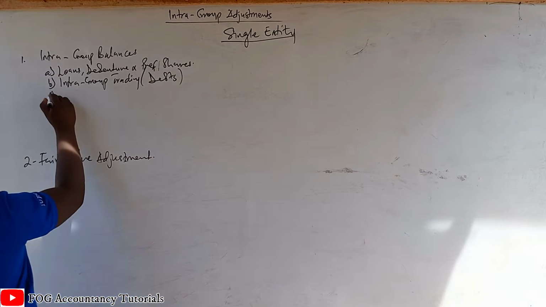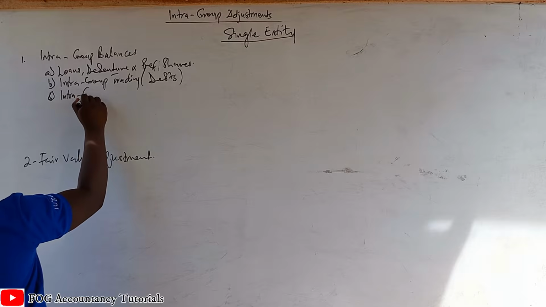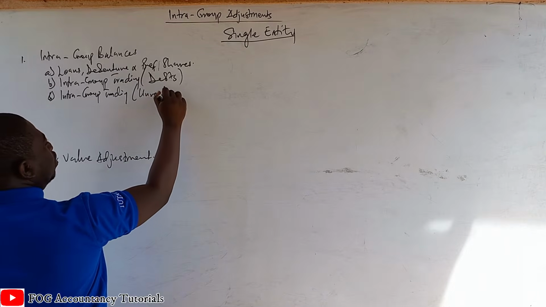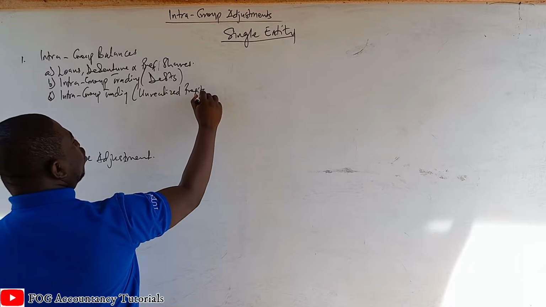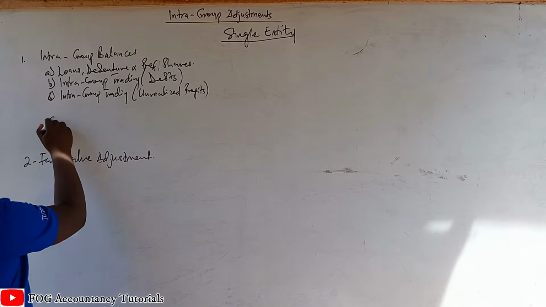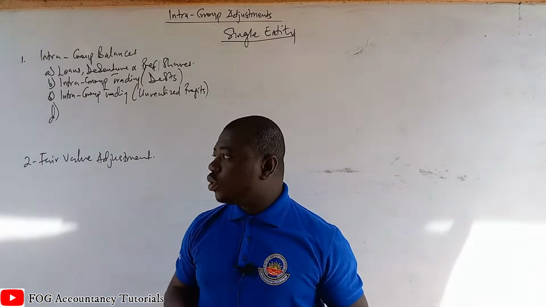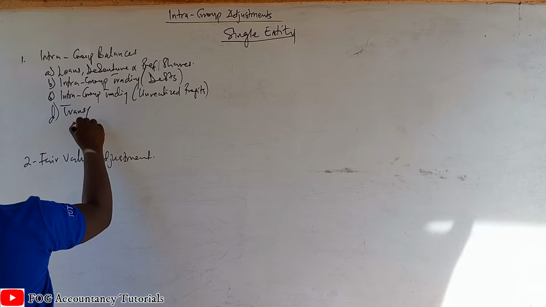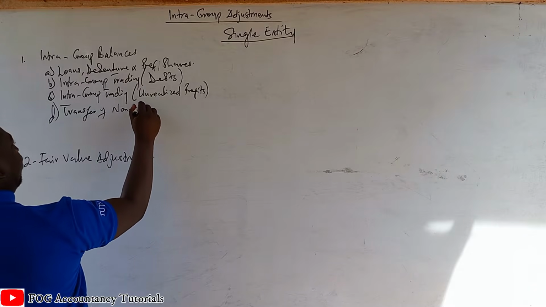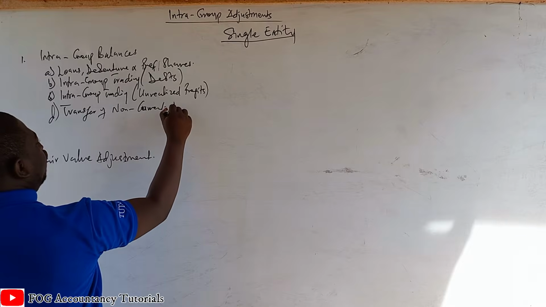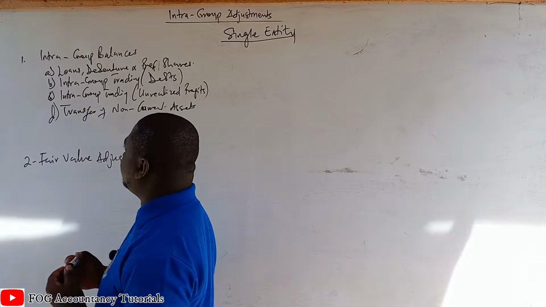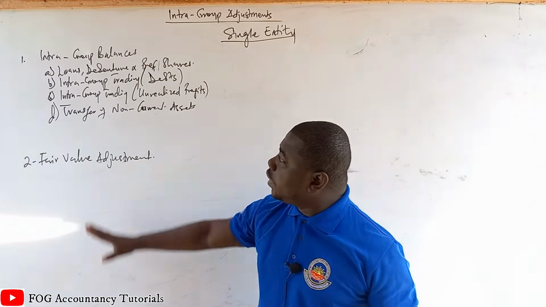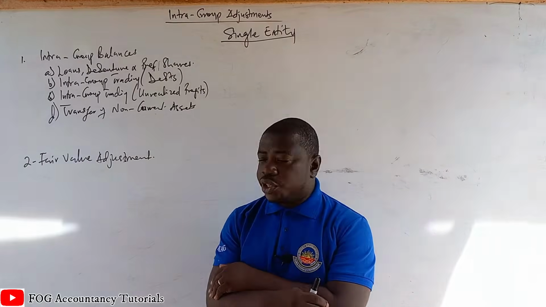And then we are also going to deal with another area of intra-group trading, which is unrealized profit. So we are going to look at how to eliminate unrealized profit from the group. And then finally, we are going to deal with the transfer of non-current assets from either parent to subsidiary or subsidiary to parent, which can also result in unrealized profits. Now, these are the intra-group adjustments we are going to deal with.